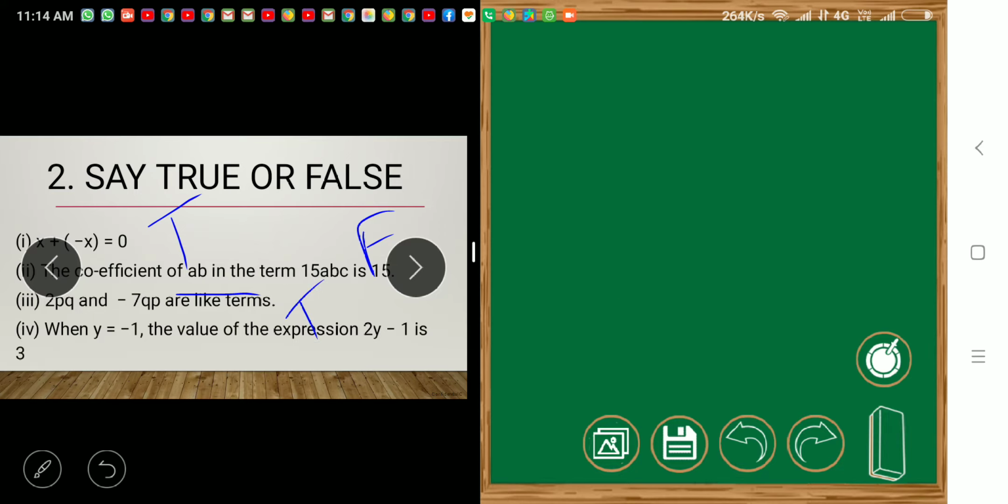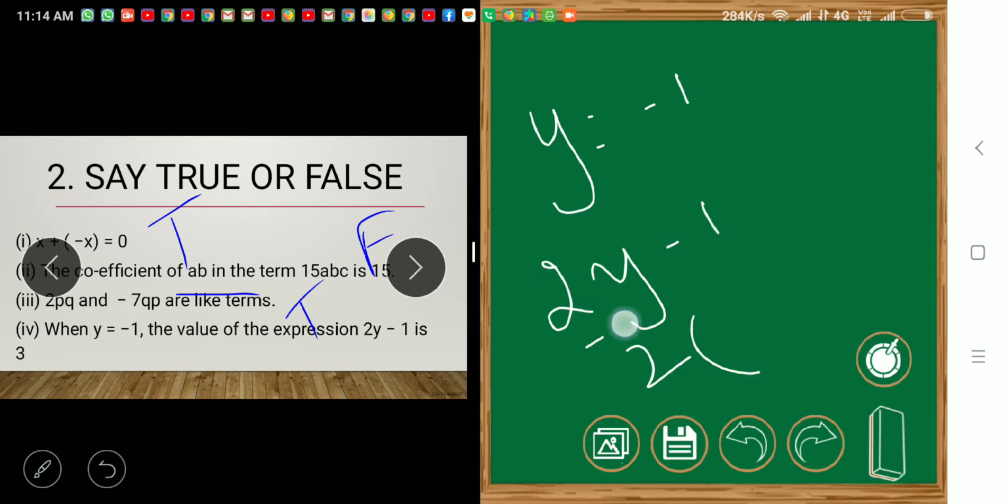When y is equal to minus 1, the value of y is given as minus 1, find the value of the expression 2y minus 1. So write the 2 as it is. It is in multiplication; xy means x into y, 2y means 2 into y. So write minus 1, and this minus 1 is already given in the question. 2 ones are minus 2 and already 1 minus is here.